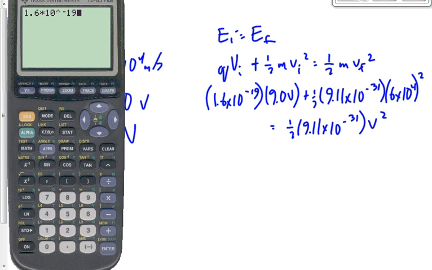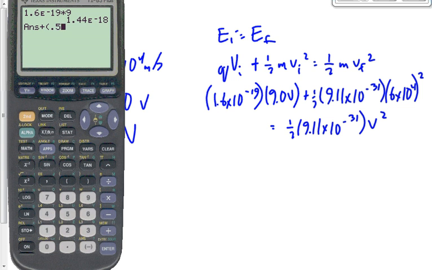But this is the way that your calculator was designed to deal with exponents. Okay, times 10 to the whatever, deal with scientific notation. So do it that way. 1.6 times 10 to the minus 19 times 9 volts. Okay, let's press equals. Now let's add to that, use some brackets here.